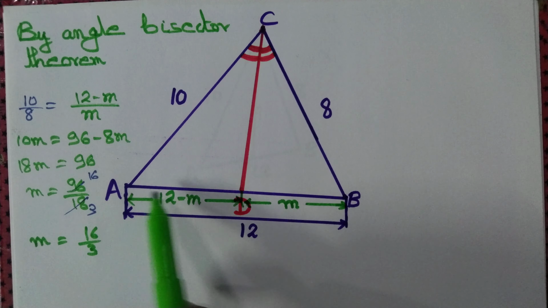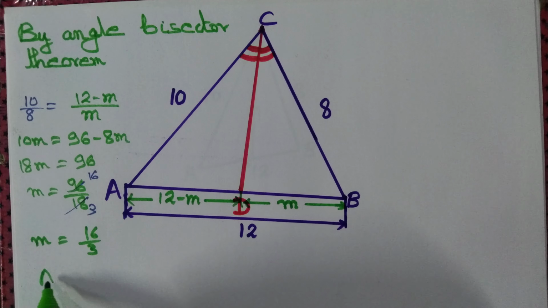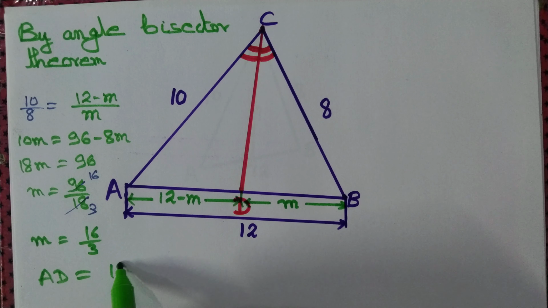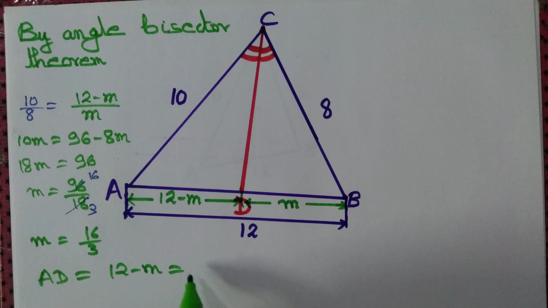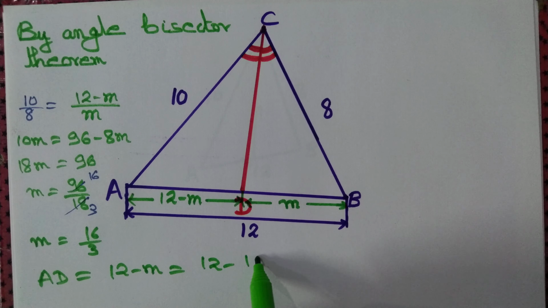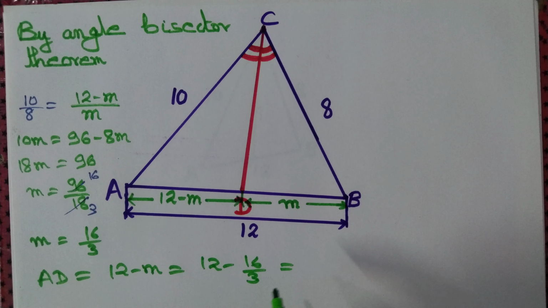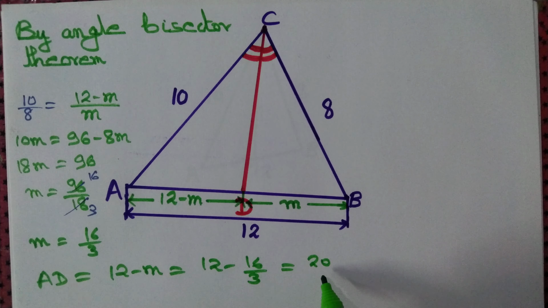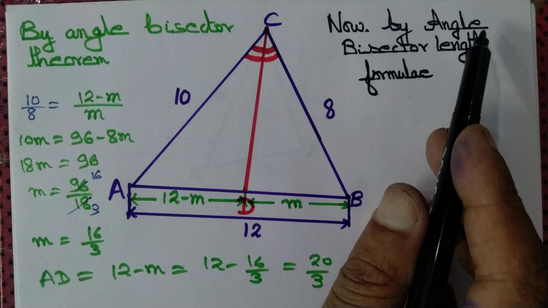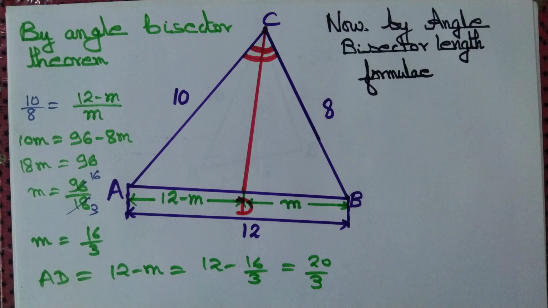Can we solve for AD now? Of course, AD equal to 12 minus m, that's equal to 12 minus 16 by 3, that's equal to 20 by 3. Now we just apply the angle bisector length formula.